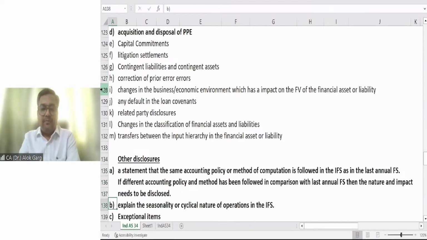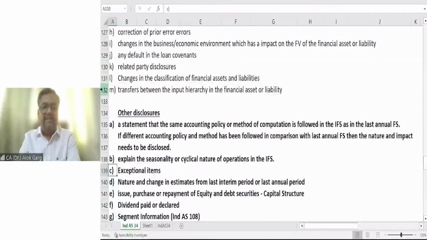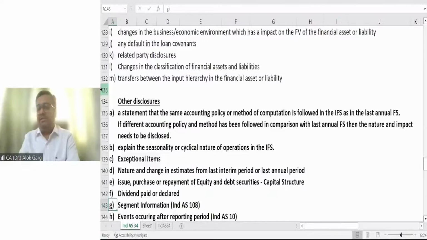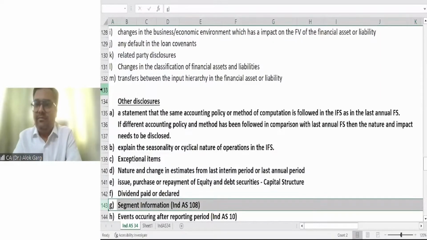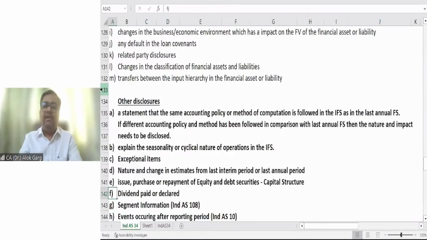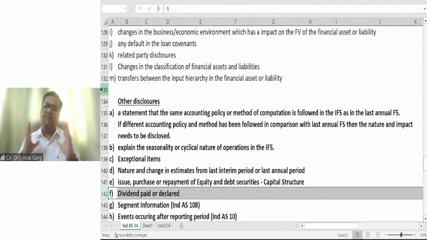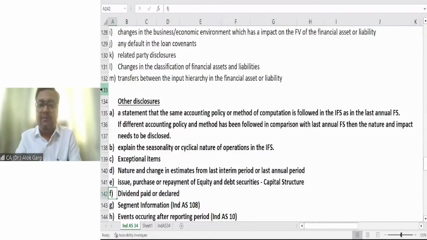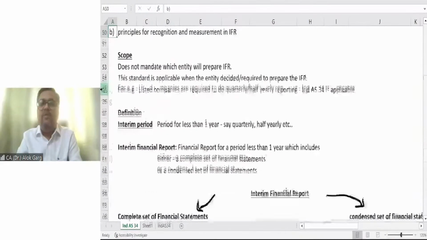Number two, exceptional items. Segment information. Segment information is always required, doesn't matter if it is material or immaterial. Dividend paid or declared is always required. These are mandatory notes. This other disclosure means mandatory disclosure, right? Irrespective of the materiality. You understand there are two kinds of notes.